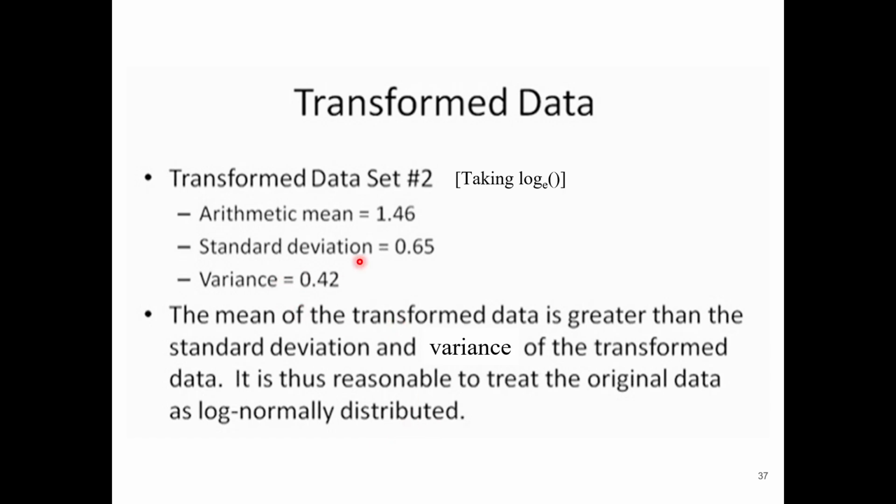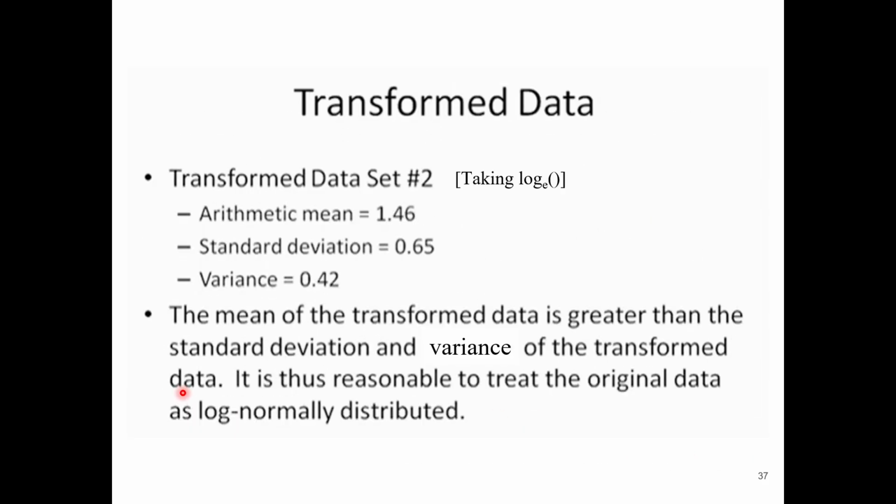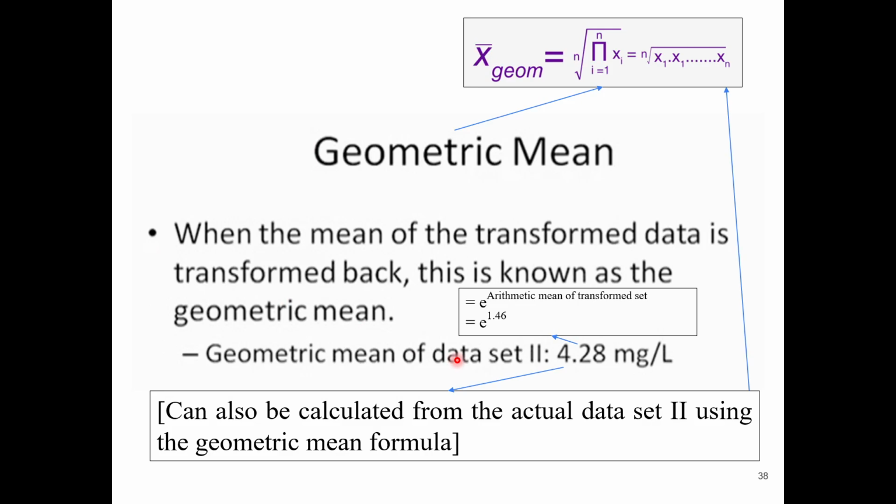If the variance and standard deviation are very much less than the arithmetic mean, we can say that the consideration of the log normal distribution is reliable, as can even be checked from the histogram itself. So it was a log normal distribution. Therefore, it is reasonable to treat the original data as log normally distributed. By transformation, we have considered the log normal distribution of the actual data set.